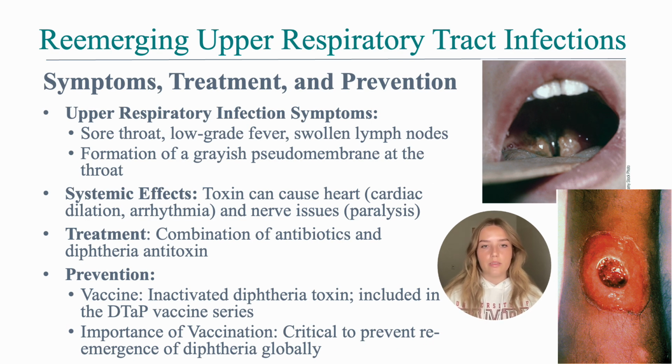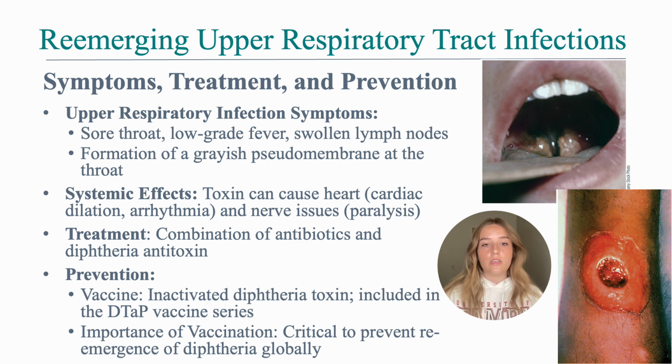Symptoms, treatment, and prevention. Upper respiratory infection symptoms include sore throat, low-grade fever, swollen lymph nodes, and the formation of a grayish pseudomembrane at the throat, which we also see in these images. Systemic effects: the toxin can cause heart and nerve issues such as cardiac dilation, arrhythmia, and even paralysis.